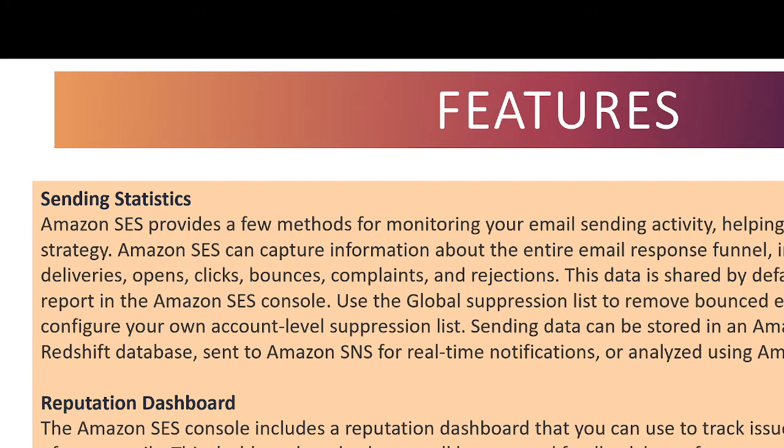Use the global suppression list to remove bounced email from your sending list. You have the choice to do that, or configure your own account level suppression list. Sending data can be stored in an Amazon S3 bucket or an Amazon Redshift database, sent to Amazon SNS for real-time notifications, or analyzed using Amazon Kinesis Analytics.